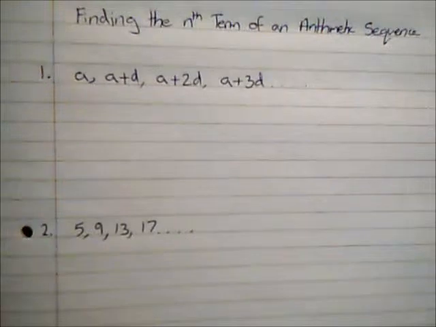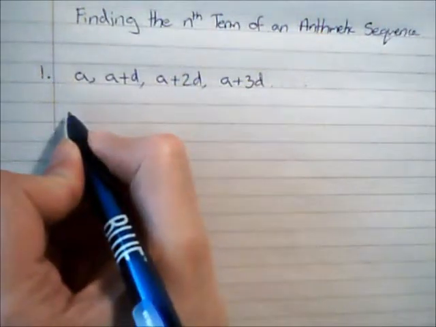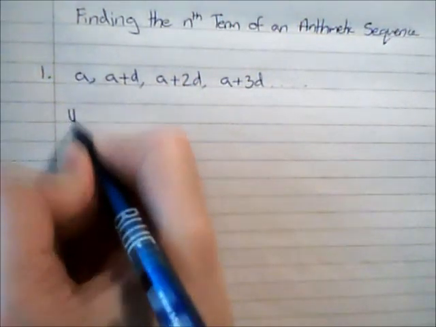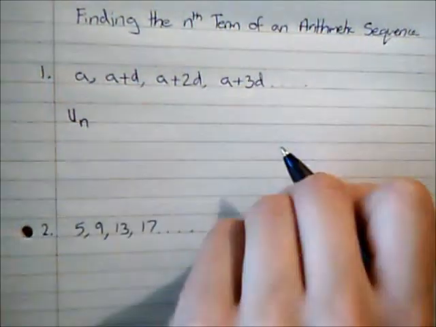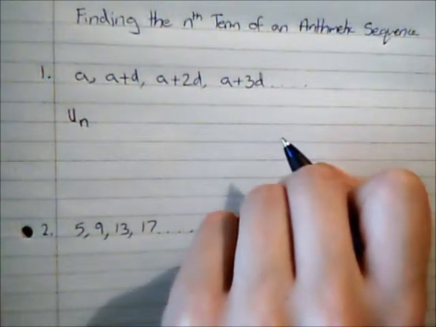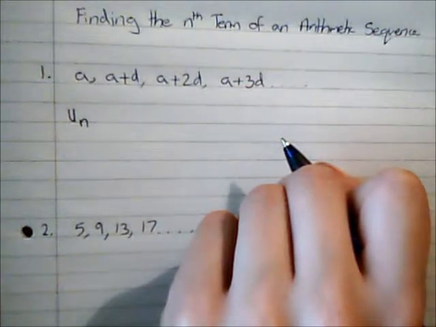So in example 1 here we have an entirely algebraic and general form of an arithmetic sequence. The first term you can see is A, then we add D to get the second term, add another D to get the third term, add another D to get the fourth term. So how about finding a formula for the nth term? We're going to use the same notation as we did earlier, with U_n being the nth term. And let's look at how this is made up.